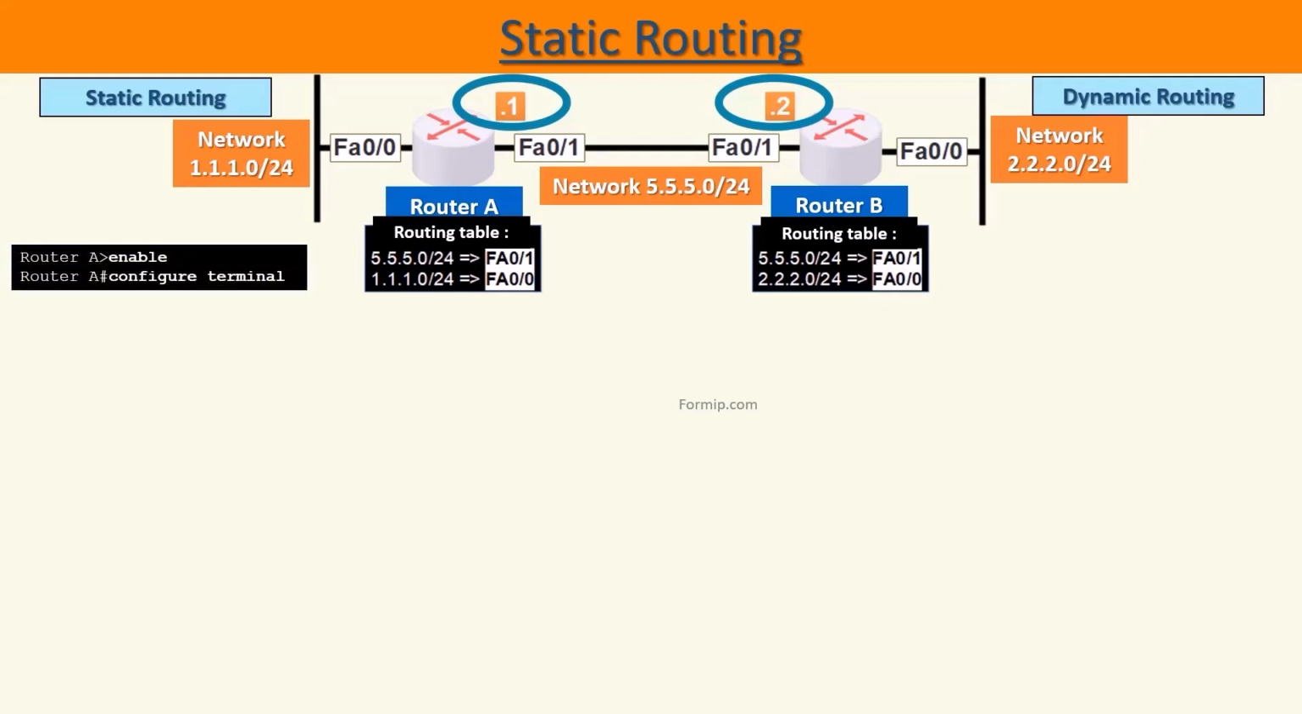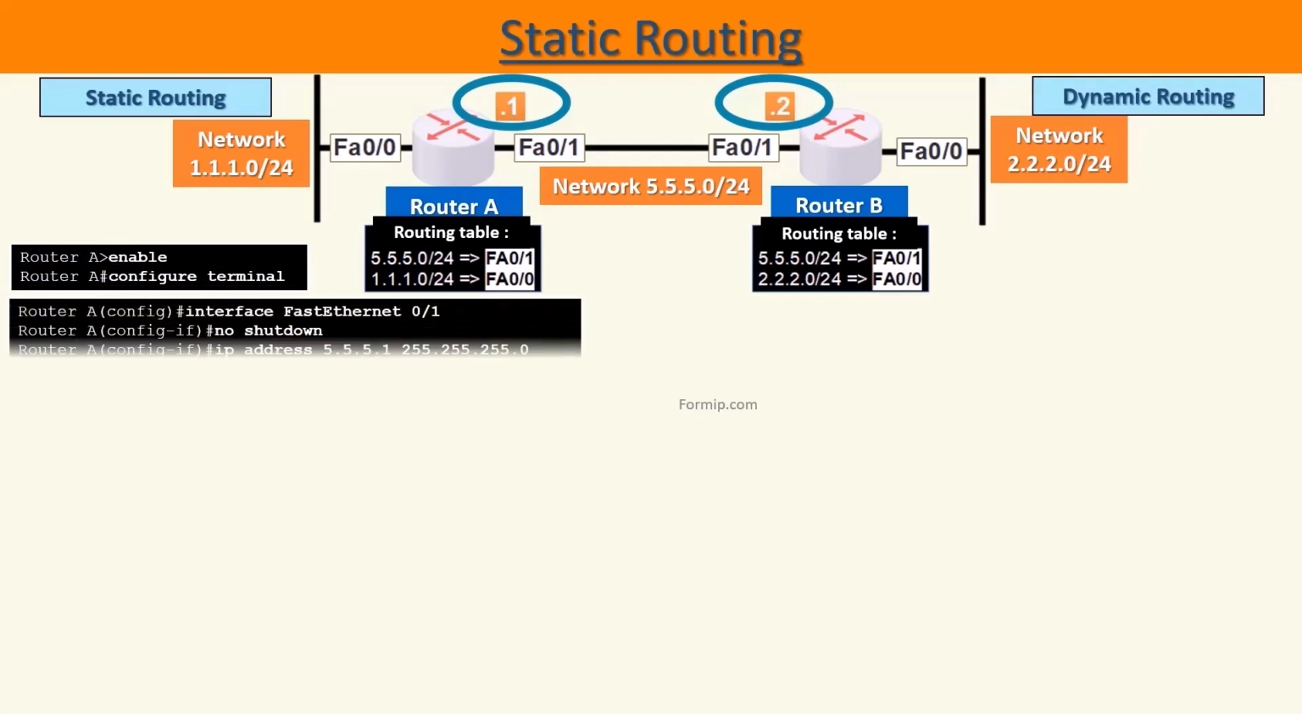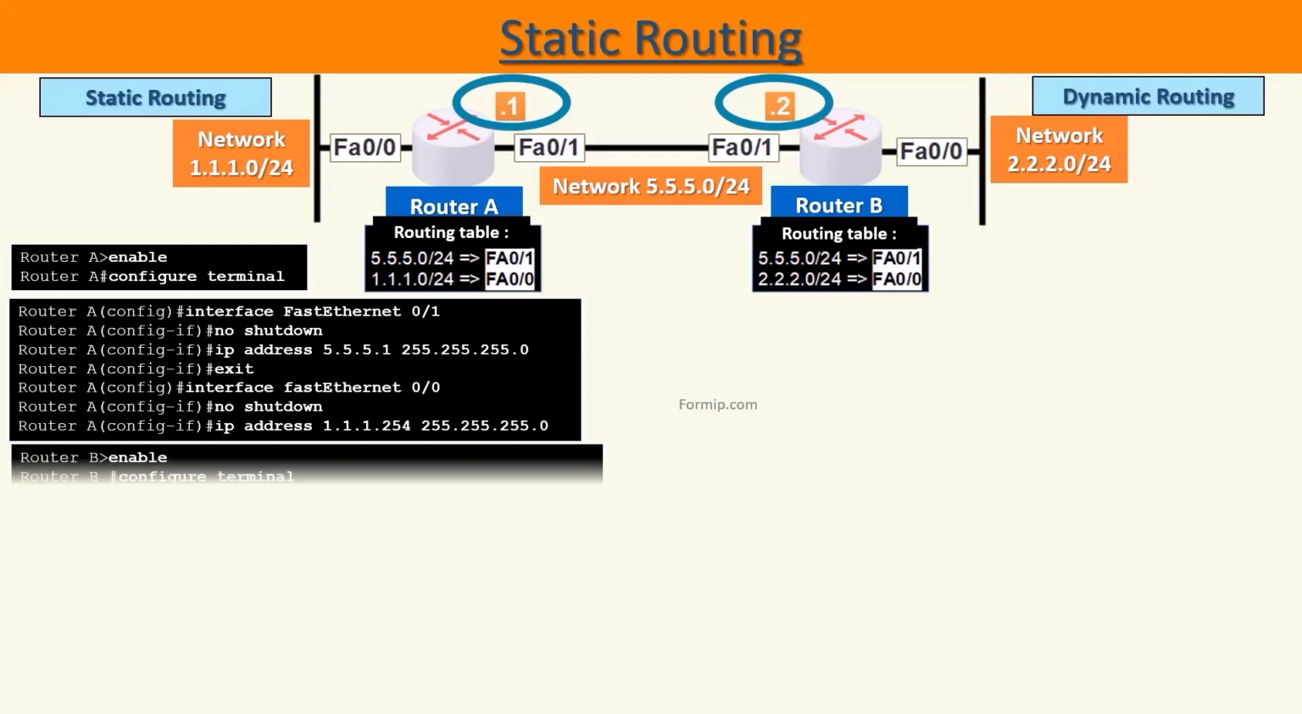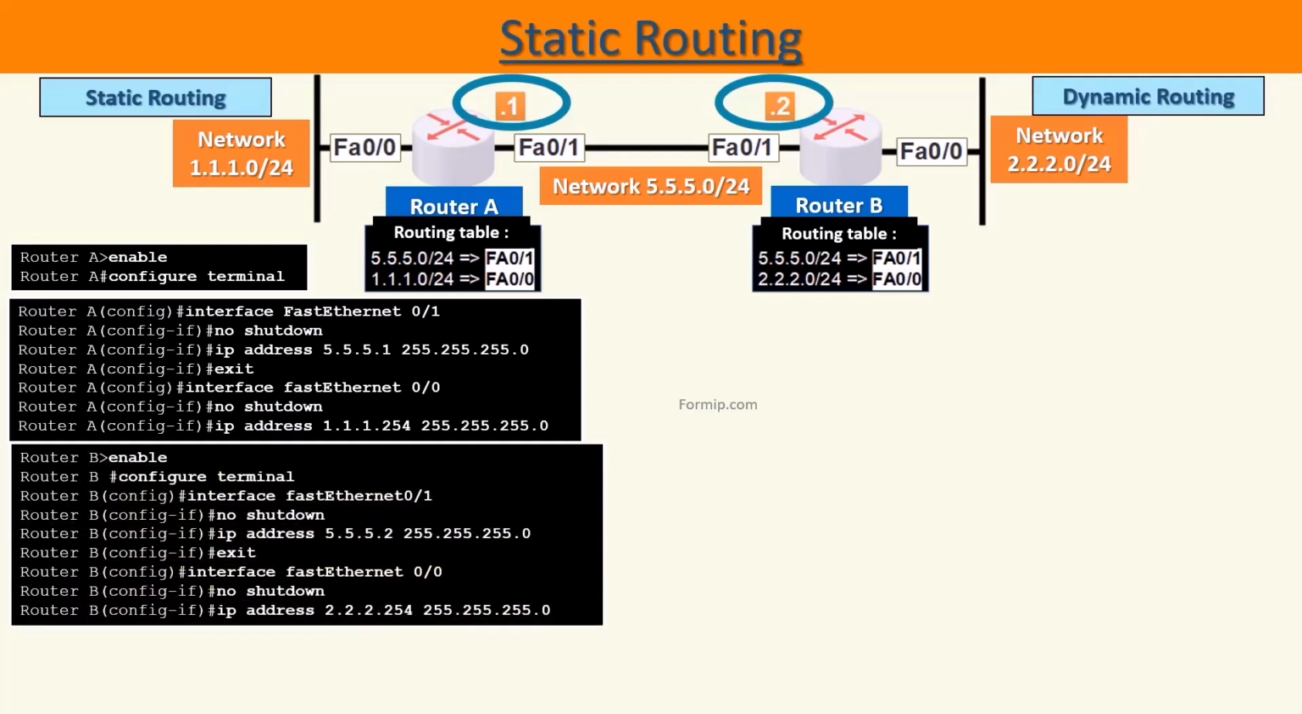First, connect to router A and access global configuration mode. Then, set up the IP address 5.5.5.1 on the 0/1 interface and the address 1.1.1.254 on the 0/0 interface. Don't forget to do a no shut to bring the interfaces up. And I also set up the IPs on the router B side.